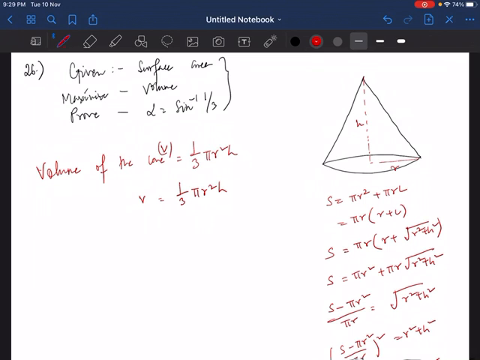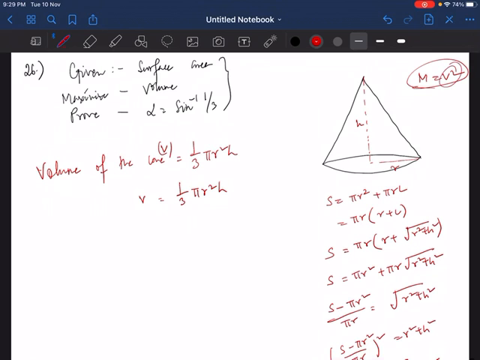Now let us say there is a function M which represents the square of the volume. M is nothing but V square. Now if V is maximum, then only V square will be maximum. If V is maximum, then only V square will be maximum, right? Okay, understood?